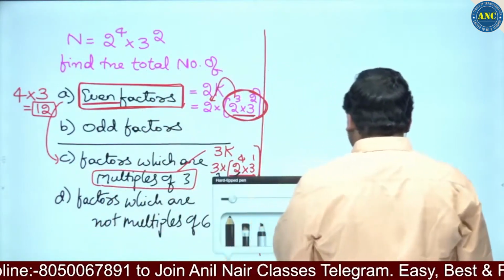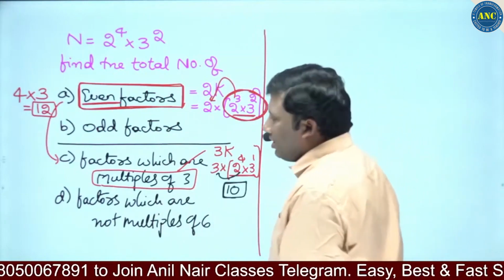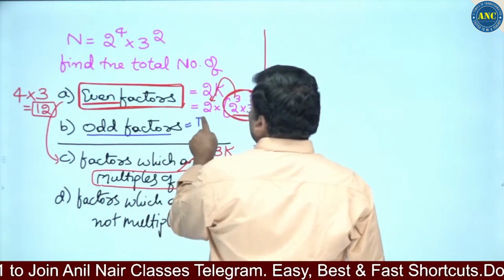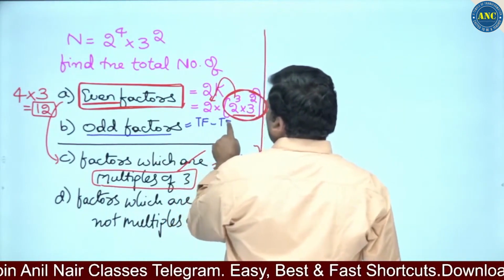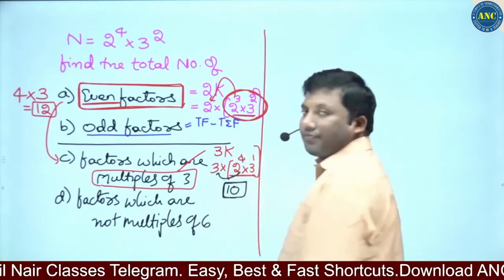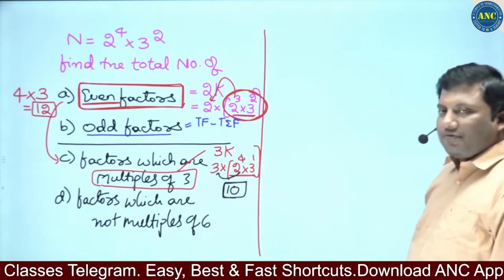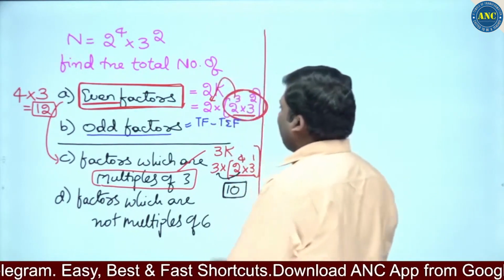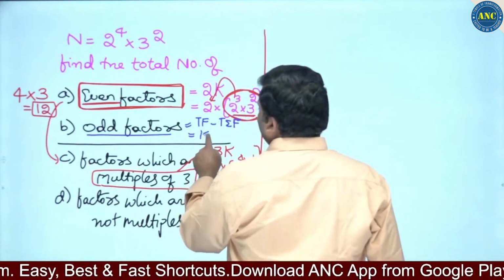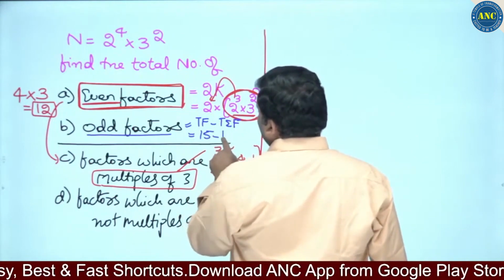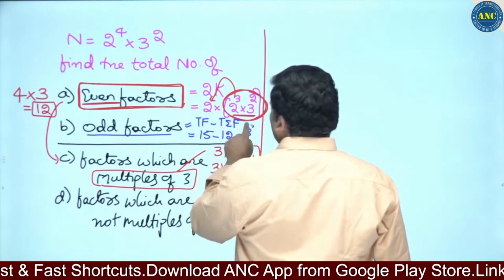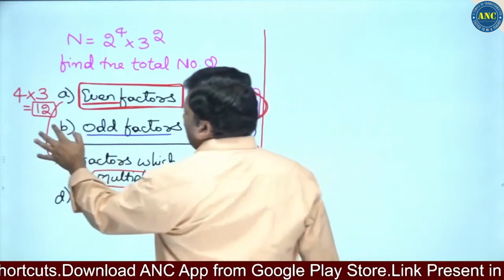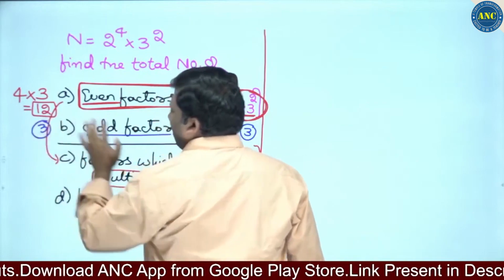Now see, odd factors. I want odd factors. There are two ways to find odd factors. One is total factors minus total number of even factors. TF stands for total factors, TEF stands for total number of even factors. Total factors are 15. Total number of even factors are 12. 15 minus 12, it is 3. This is one approach.